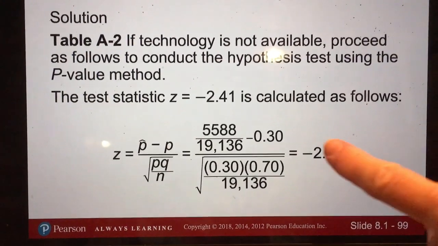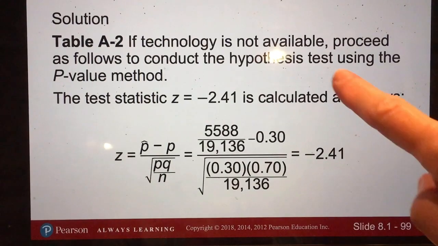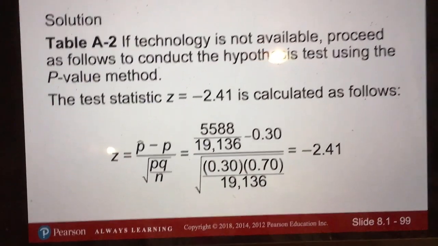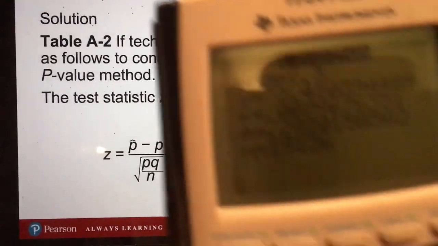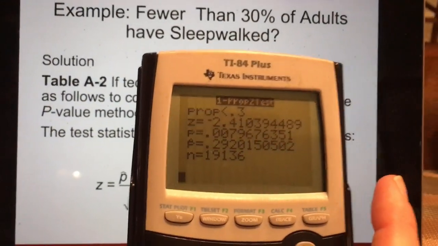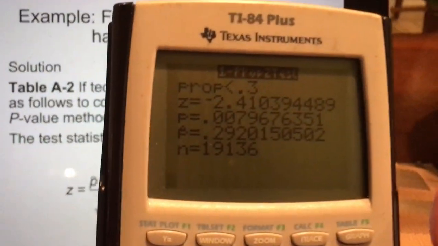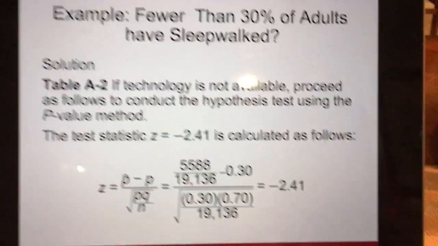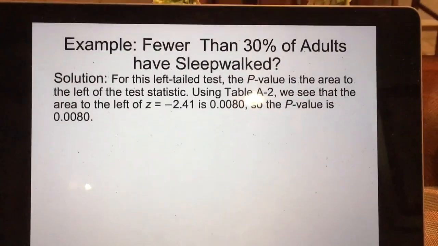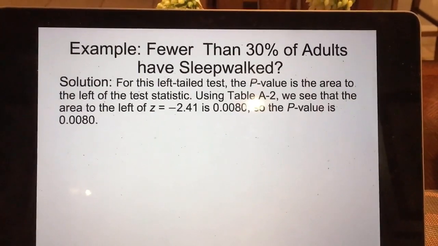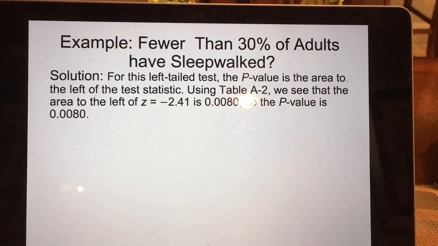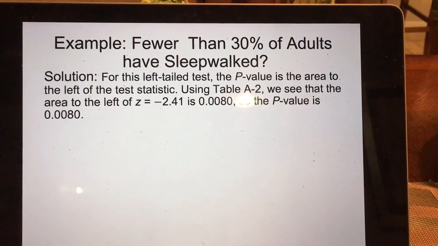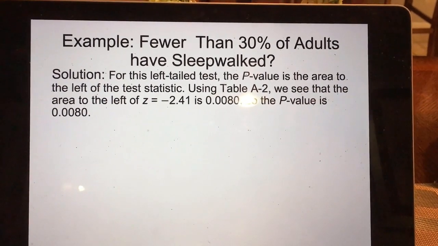Then I find my test statistic using the formula in case technology was not available, and notice that it is the same test statistic that I had right there. Then I have the solution for this left-tailed test. The p-value is the area to the left of the test statistic because p is less than 0.3.